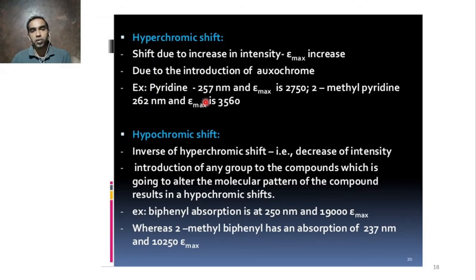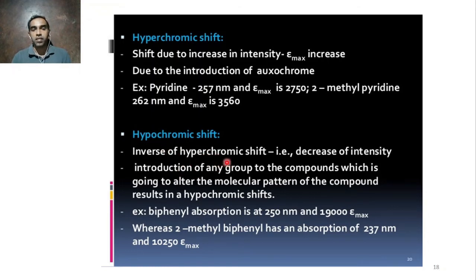As I already told you, if there is a bathochromic shift, then there can be hyperchromic. If there is a hypsochromic shift, then there will be hypochromic shift. In most of the cases these will be together. That is, bathochromic is associated with hyperchromic, and hypsochromic is associated with hypochromic.